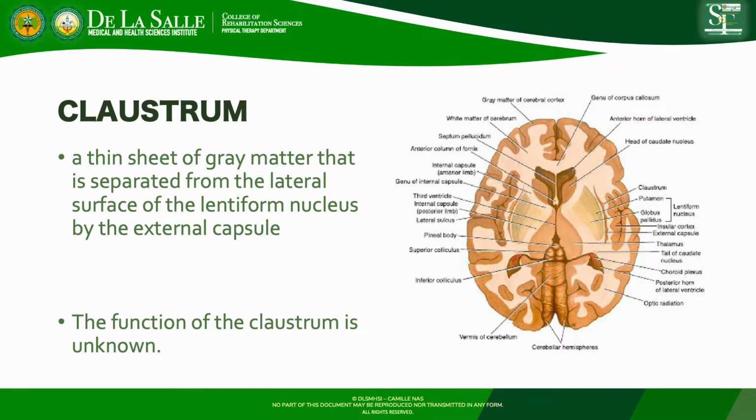Next, the claustrum. This is a thin sheet of gray matter that is separated from the lateral surface of the lentiform nucleus by the external capsule. The function of the claustrum is still unknown. So it's nice-to-know information. At least we are familiar that this is a part of the neurologic structure of the basal nuclei.